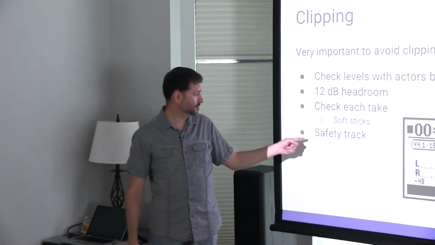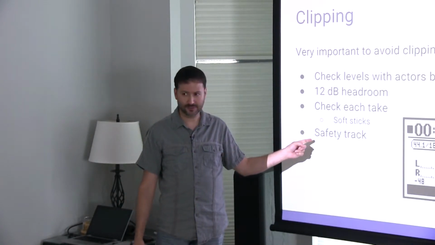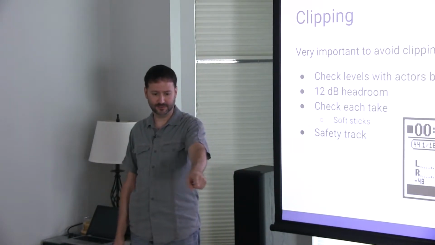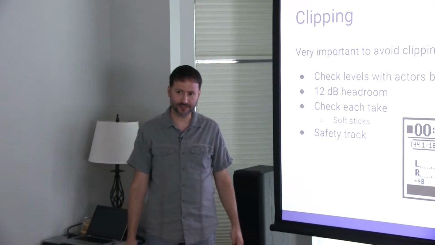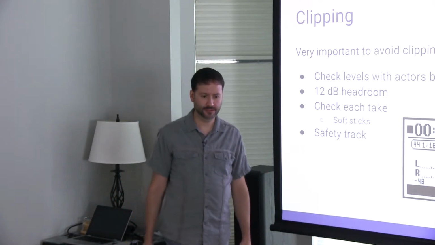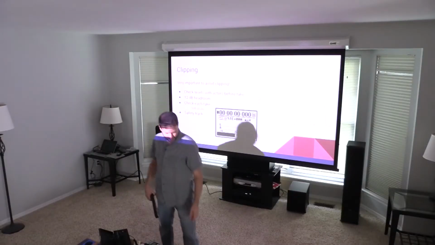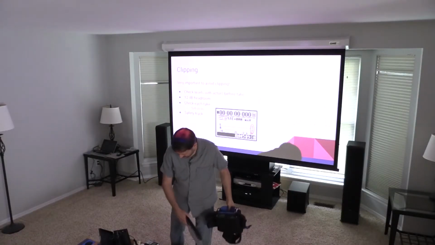So some recorders will let you do what's called a safety track. That one does. That one does not. Which one are you pointing at? My Zoom F4. My Zoom F4 will do safety tracks. None of these others will.